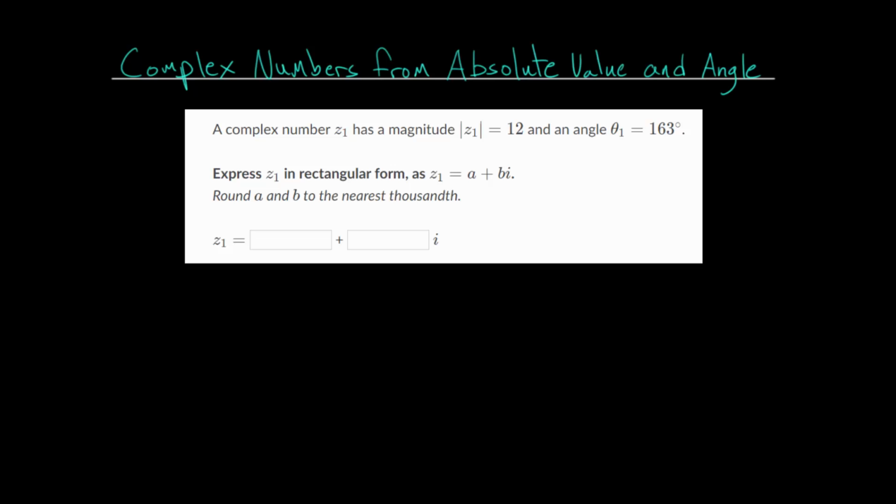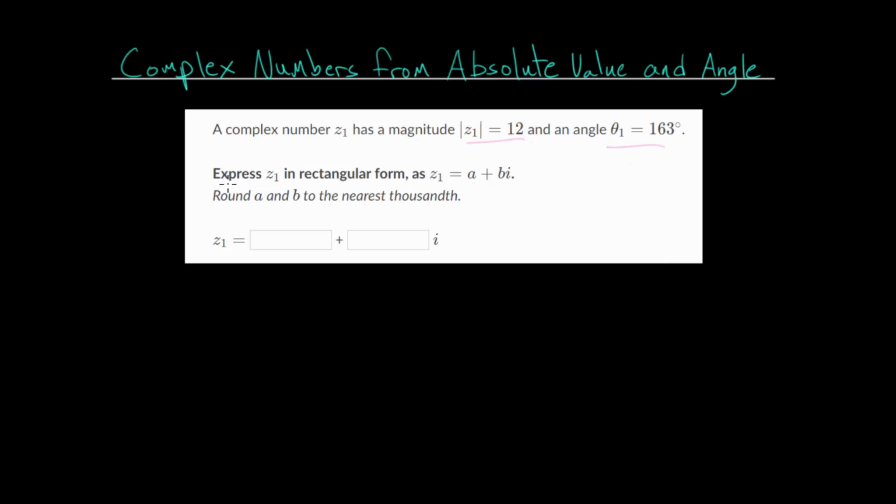In this video, I'd like to talk about complex numbers from their absolute value and their angle. Essentially, with these examples, we will be given the magnitude, the modulus or the absolute value of the complex number, and the angle of the complex number, essentially its direction. And remember that this angle is measured from the positive real axis in the complex plane.